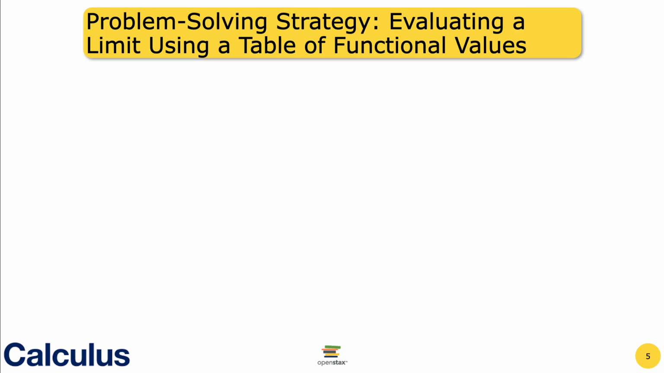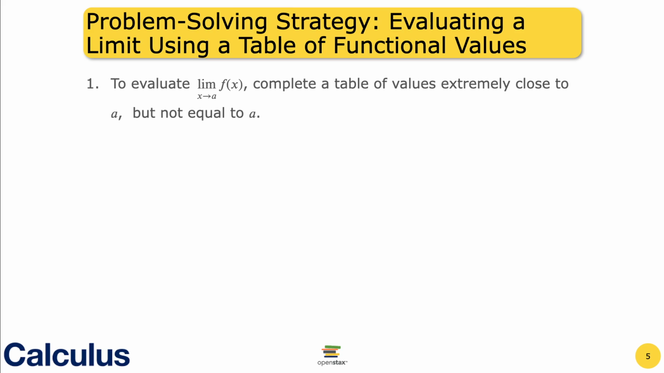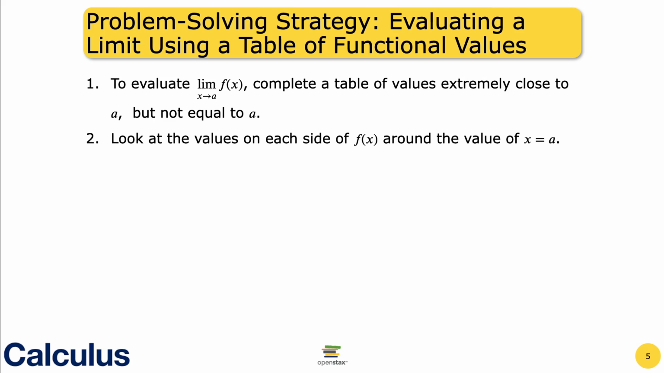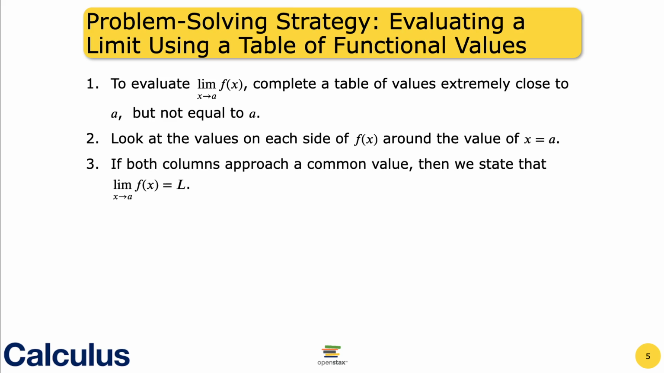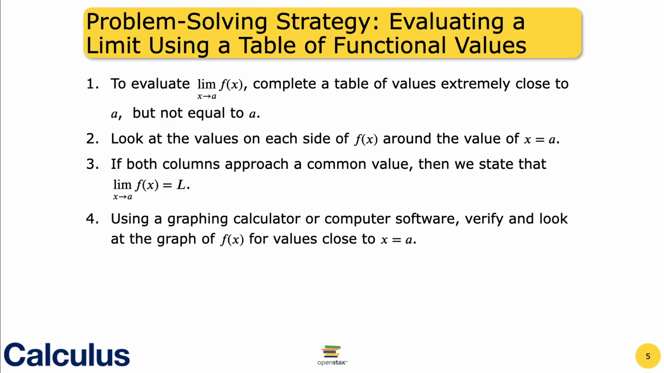Problem-solving strategy. Evaluating a limit using a table of functional values. First, to evaluate the limit as x approaches a of f of x, complete a table of values extremely close to the value of a, but not equal to a. 2. Look at the values of f of x on each side of the value x equals a. 3. If both columns approach a common value, then we state that the limit as x approaches a of f of x equals L. 4. Using a graphing calculator or computer software, verify and look at the graph of f of x for values close to x equals a.